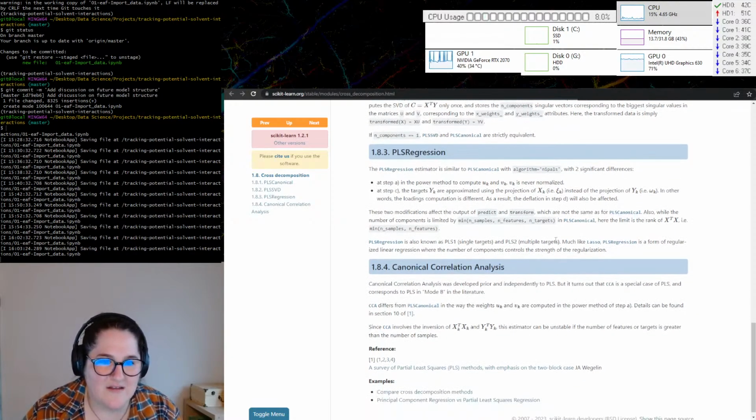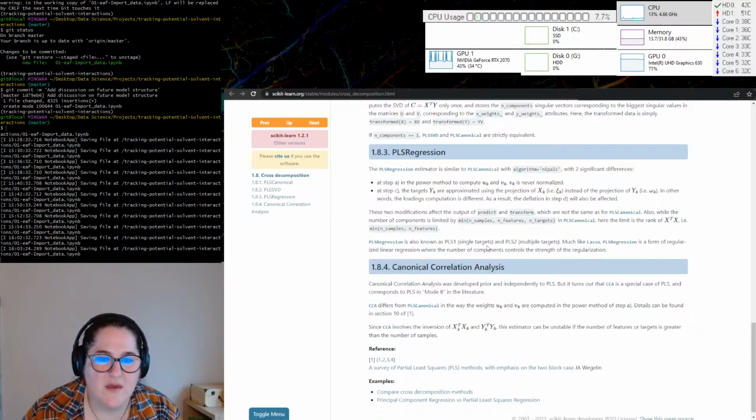Okay, that's a lot of stuff. Modifications affect the output of predict and transform, which are not the same. Components is limited by min of samples, features, targets. The rank is samples and features. Okay, that's good because for the regression, we only have one target.